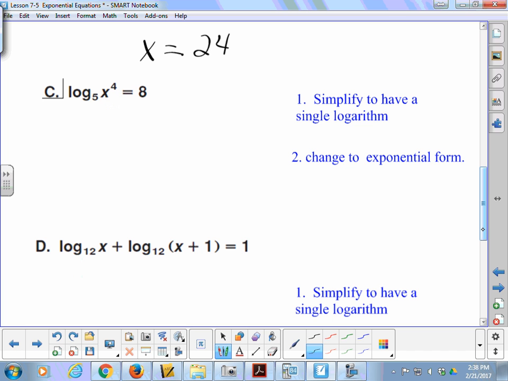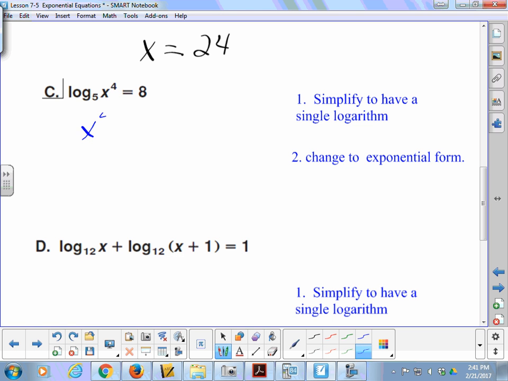All right, letter C. Change this into exponential. Now, do this one in your calculator first. Do that in your calculator. 25, okay. All right, so we change it to exponential.